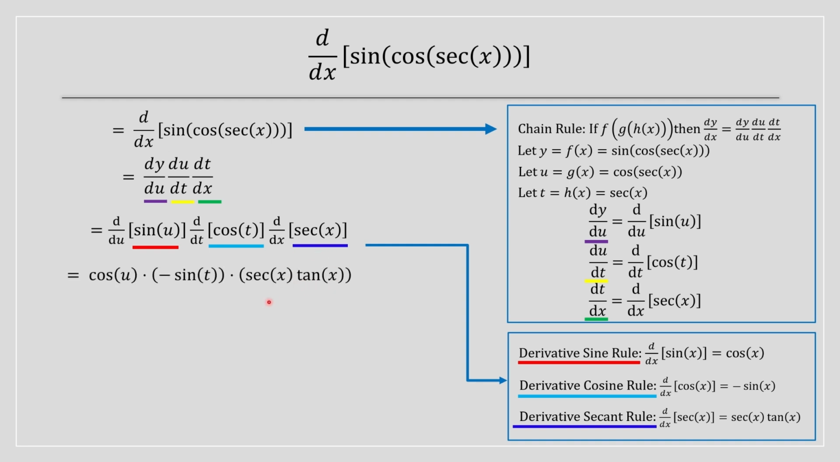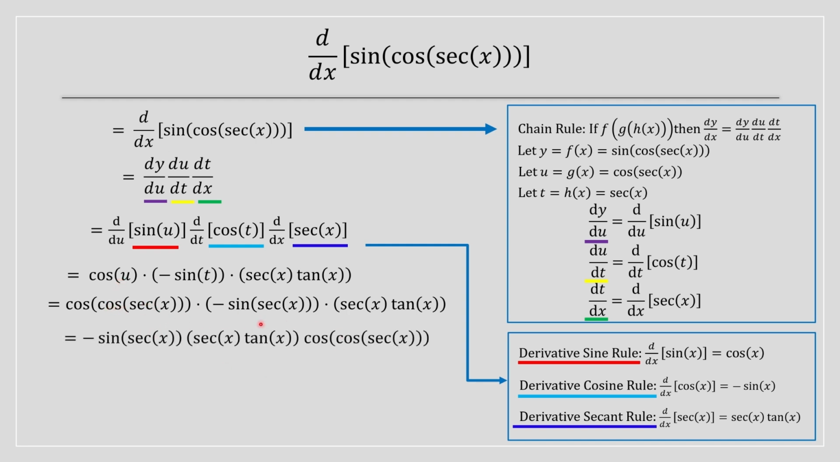And we acquire this. Now you've got to do back substitution, which means that you see this t term, we've got to resubstitute the secant x. And after this u term, we've got to substitute this cos secant x. Now once we do that, we can rearrange the equation. And that's our answer to this question.